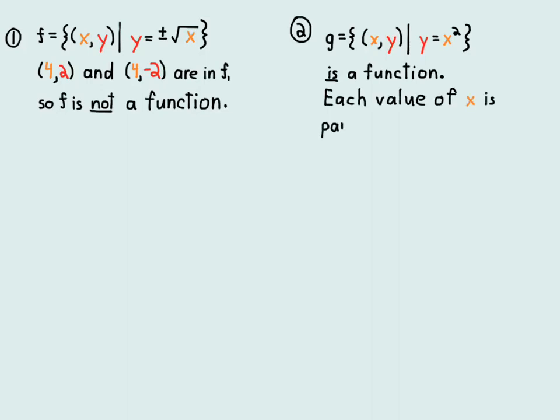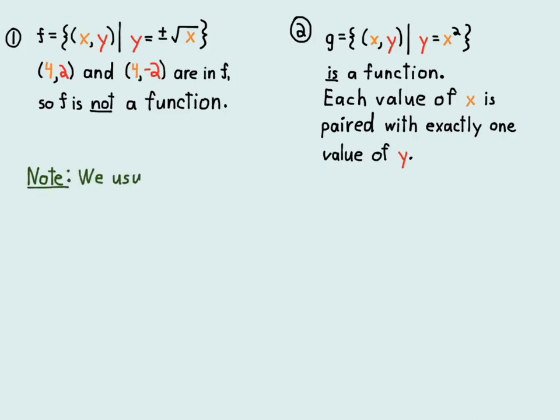Okay, so each value of x is paired with exactly one value of y, right? If you put in 2 for x, you get 4 for y. One thing out. If you plug in 3 for x, then you get 9 for y. Just one number. You don't get two different y's for 3, right? Etc. So that one is a function.